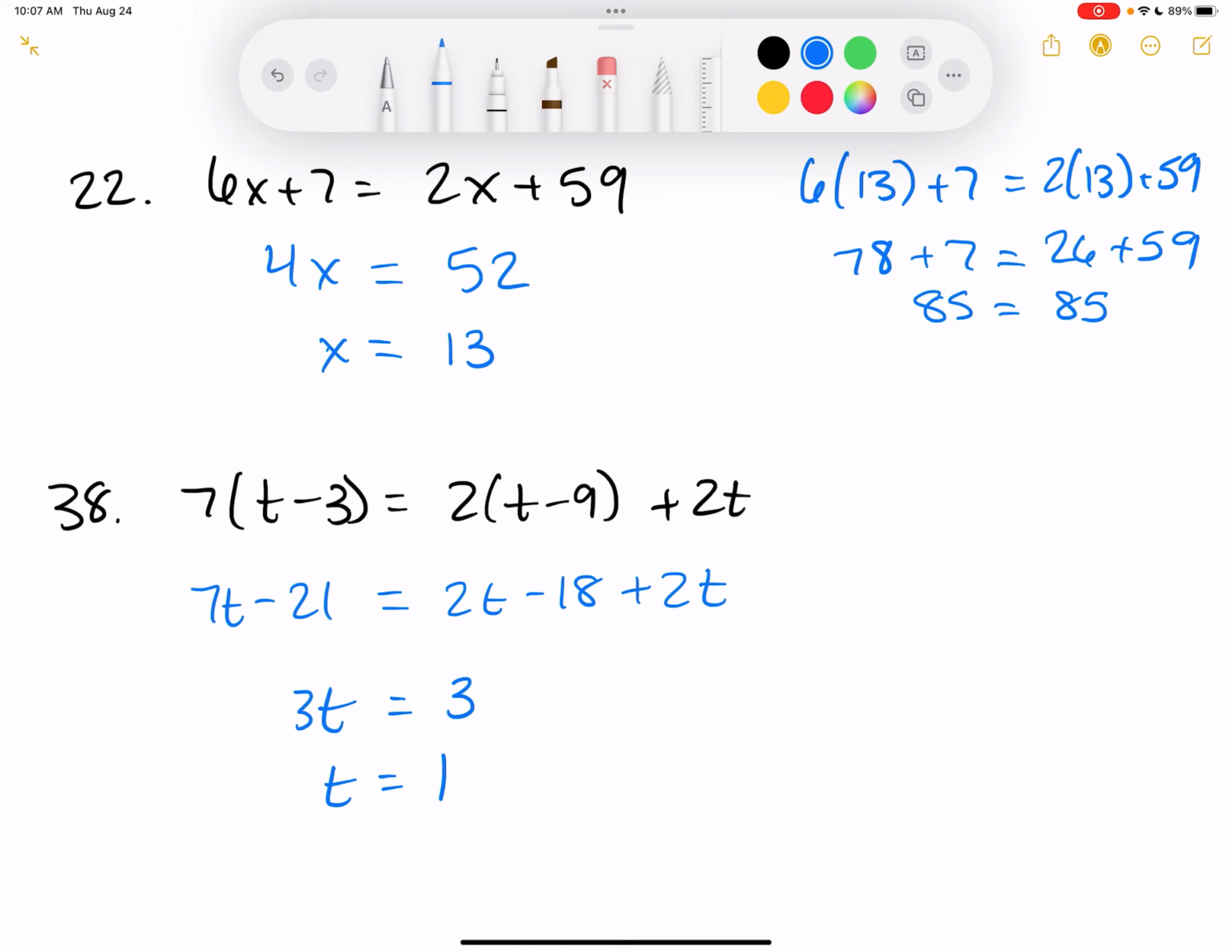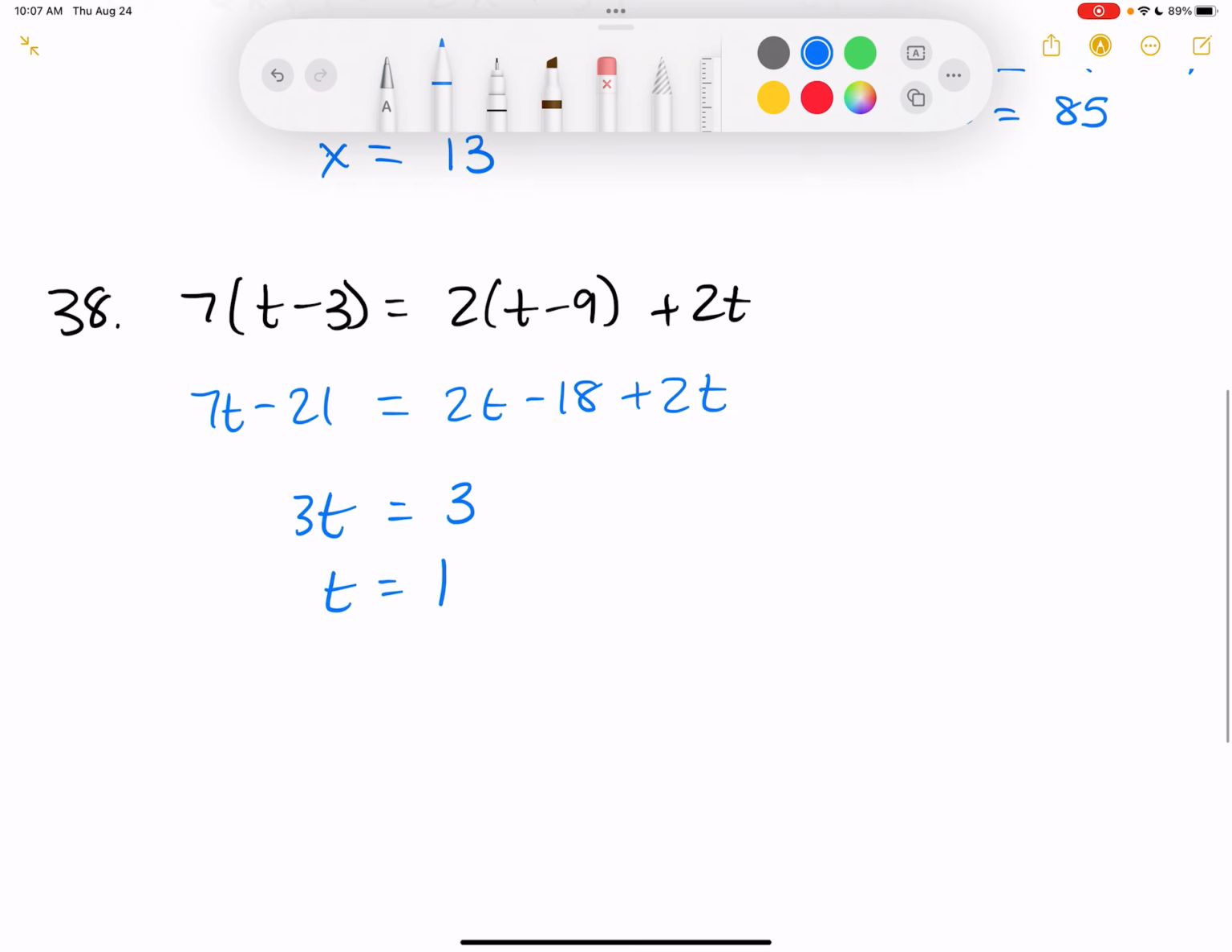These ones still say to check it, but I'm not going to check another one because, maybe I'll be nice and not make you check them. We'll see.